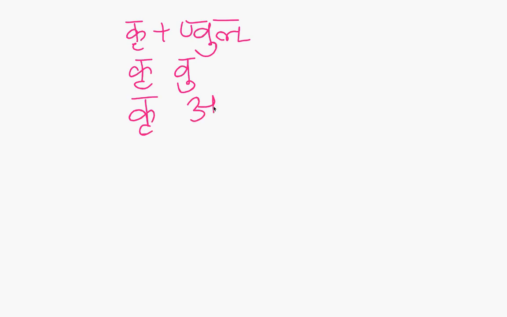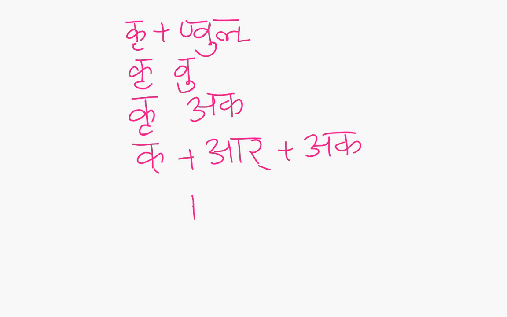So we have Kru plus Nvul, which is Kru plus U, which is Kru plus Aka, which is, sorry, Ka plus Ar plus Aka, which is Karaka. Okay. This is simple.